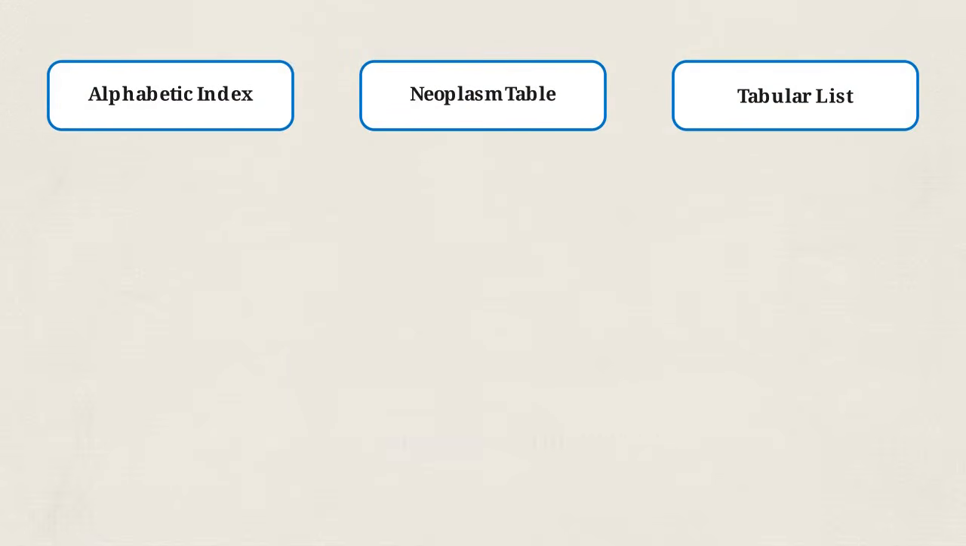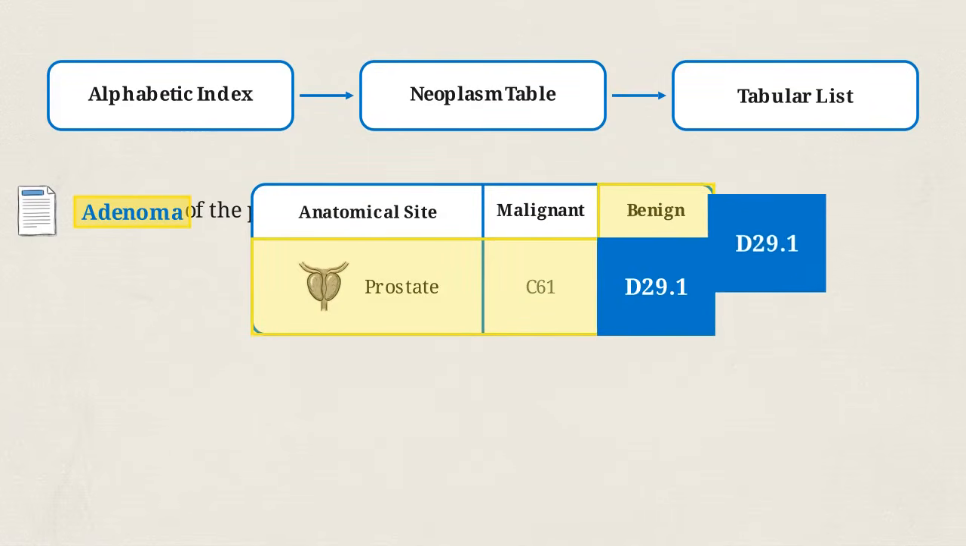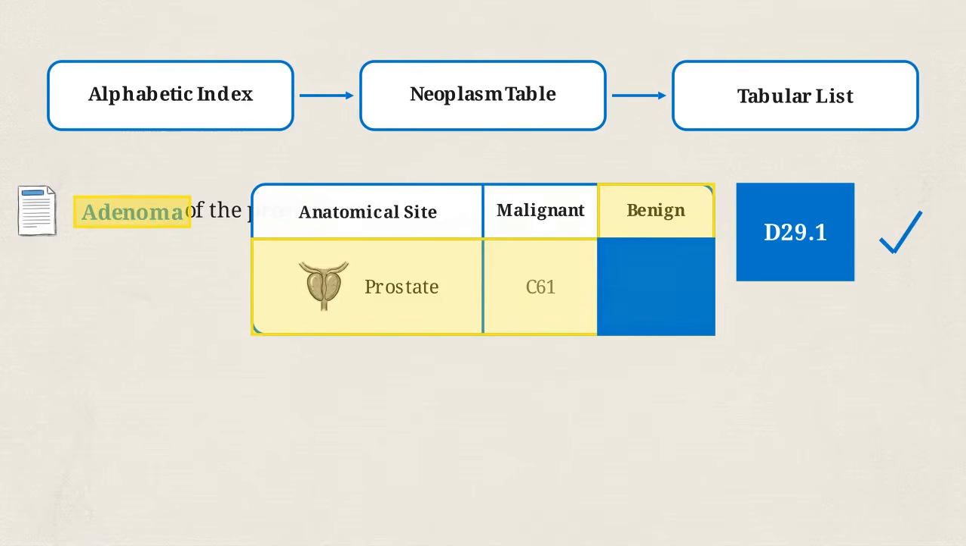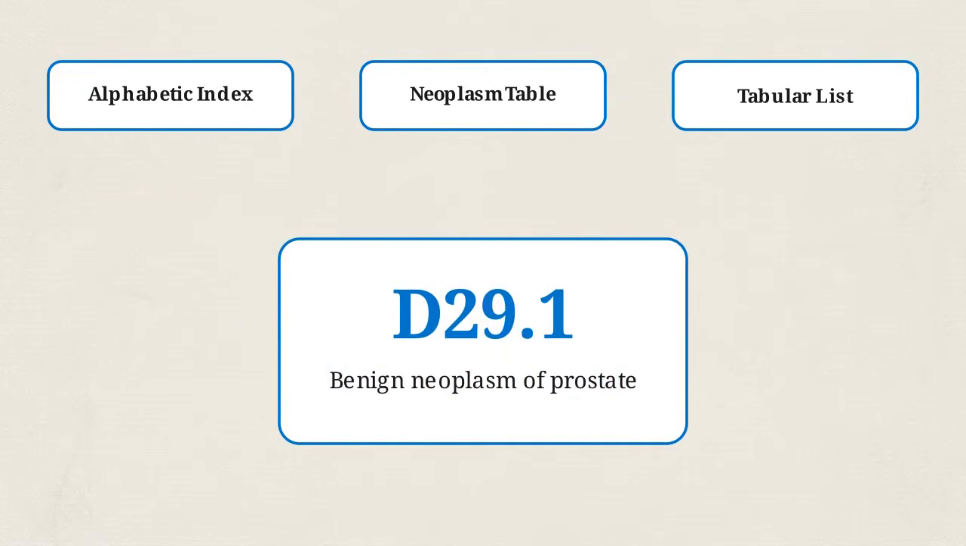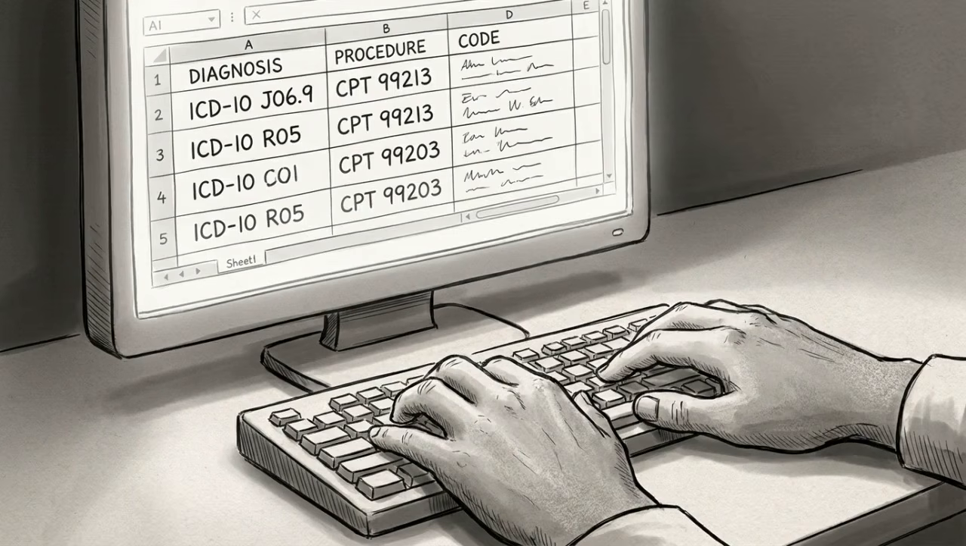Let's apply this to example number 5. A provider documents an adenoma of the prostate. Searching adenoma in the index directs us to the benign neoplasm column, ensuring we land on D29.1 rather than assuming a malignant code. The final step is to verify the code against the specific rules and exclusions in the tabular list. Using the alphabetic index when histology is documented is the only way to maintain the integrity of the behavioral classification.